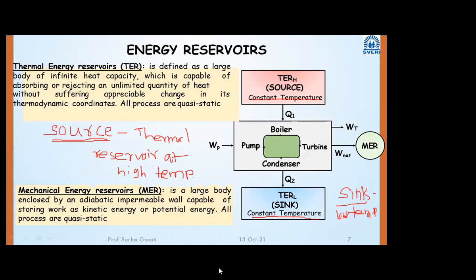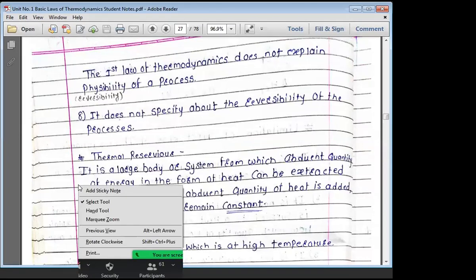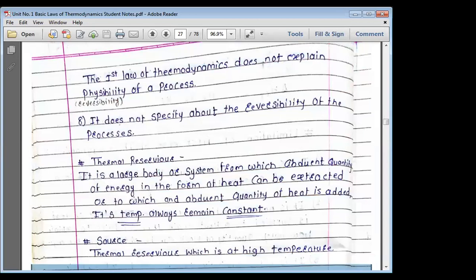Now before that, again we'll go to our class notes, so that more definitions are clear. Now, thermal reservoir: it is a large body or system from which an abundant quantity of energy in the form of heat can be extracted, or to which an abundant quantity of heat is added, and its temperature always remains constant. So this is the definition of thermal reservoir.